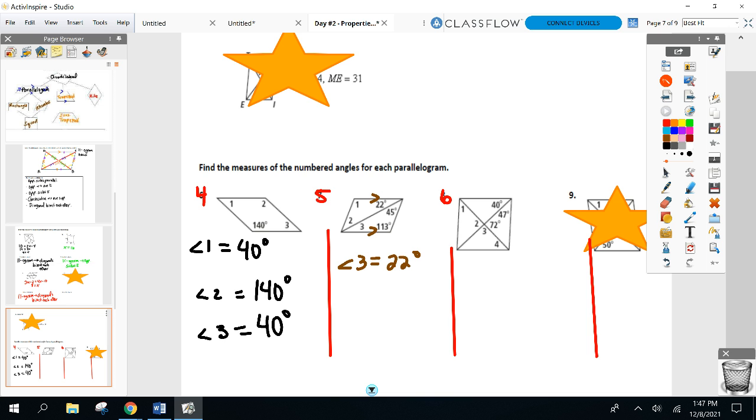Maybe finding an angle that's not needed will get you to a numbered angle. So it is okay to find an angle that's blank that might lead to a numbered angle. You guys are on your own. 5 and 6. Go ahead. 5 and 6. Okay.